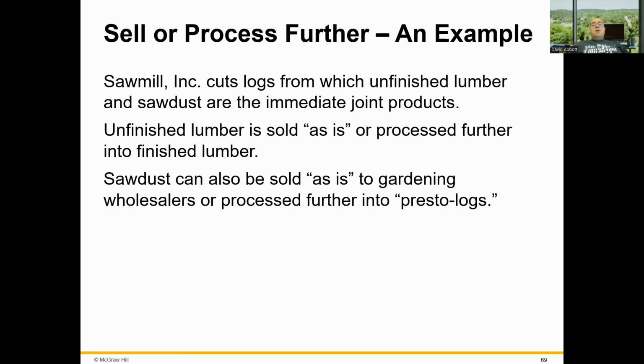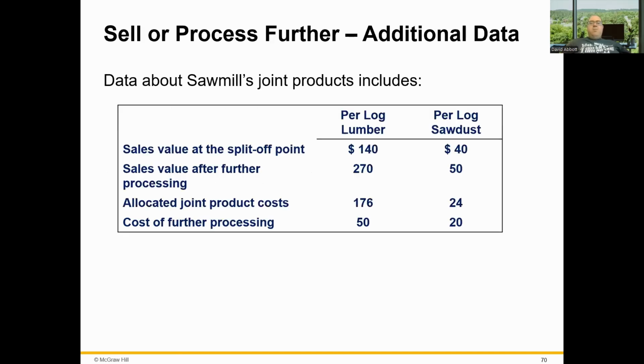So Sawmill Inc. cuts logs from which unfinished lumber and sawdust are immediate joint products. Unfinished lumber is sold as is or processed further into finished lumber. Sawdust can be sold as is to gardening wholesalers or processed into presto logs. So, sell or process further decisions.